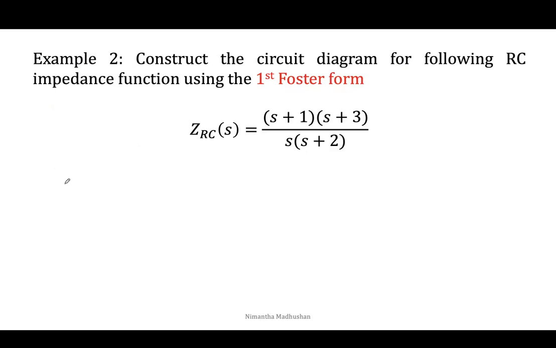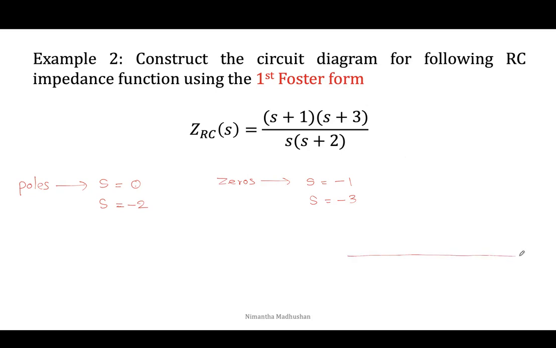For that, we have to find poles and zeros. We can obtain poles from the denominator. The poles are s equals 0 and s equals minus 2. Poles mean the roots of the denominator. And zeros we can obtain from the numerator. There are two zeros at s equals minus 1 and s equals minus 3. These are the roots of the numerator.